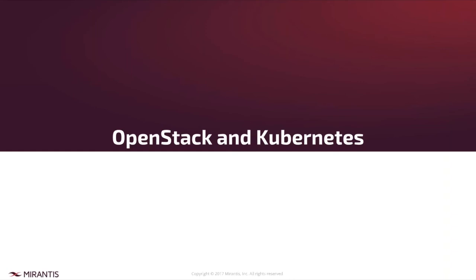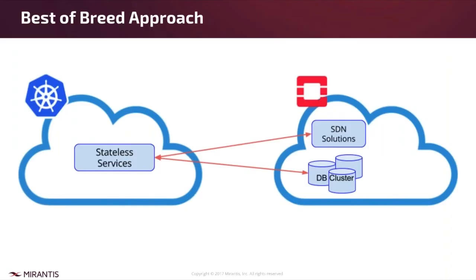So in terms of OpenStack, can OpenStack and Kubernetes exist together, and what are some of the use cases? Well, there are many, but we'll take a look at two quick approaches today. The first one you can think of as the best of breed approach. This is going to leverage the best of both worlds, running stateless applications on Kubernetes, and you can leverage OpenStack to manage your stateful services, like a Galera DB cluster, for example.